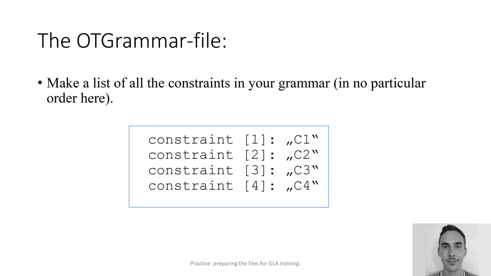Then you provide an actual list of those constraints with the following syntax: constraint, 1 to 4 in square brackets in our case, colon, and the name of the constraint in quotes. The order of the constraint listing is important because you will have to follow it during the rest of the file. I wrote here in no particular order because it doesn't reflect any theoretical statement of constraint ranking, because as we will see next, the ranking of the constraints is provided separately.